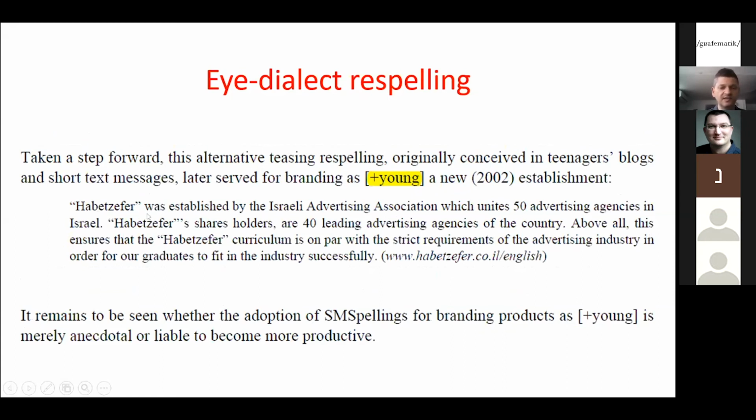Ha Bet Sefer was established by the Israeli Advertising Association, and so forth. Above all, this ensures that the Ha Bet Sefer curriculum is with strict requirements in the advertising industry in order to graduate. Well, the point is that it conveys the value of being young. It is young. This is one example that has spread.